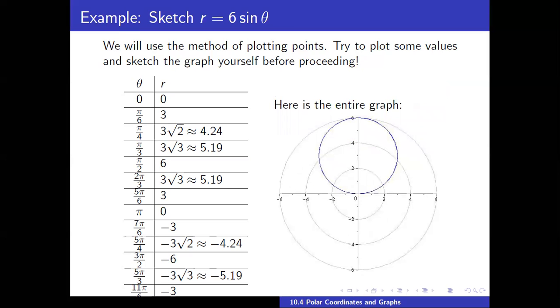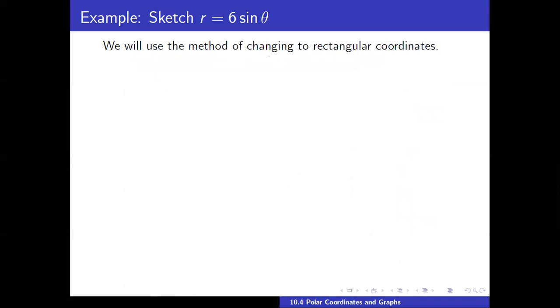And so the entire graph looks like that. So it looks like a circle, okay? Looks like a circle, which is kind of what we came up with. What about just changing to rectangular coordinates? How would we pull that off?